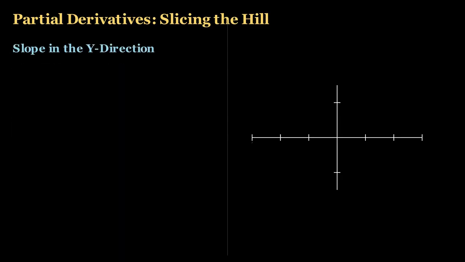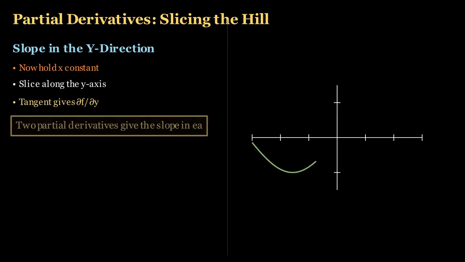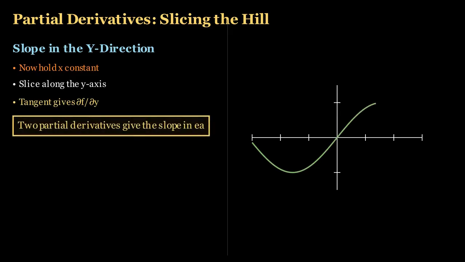Now we hold x constant and slice along y. The tangent line on this new curve gives us f_y, the steepness in the pure y direction. Together, these two numbers capture the full slope.